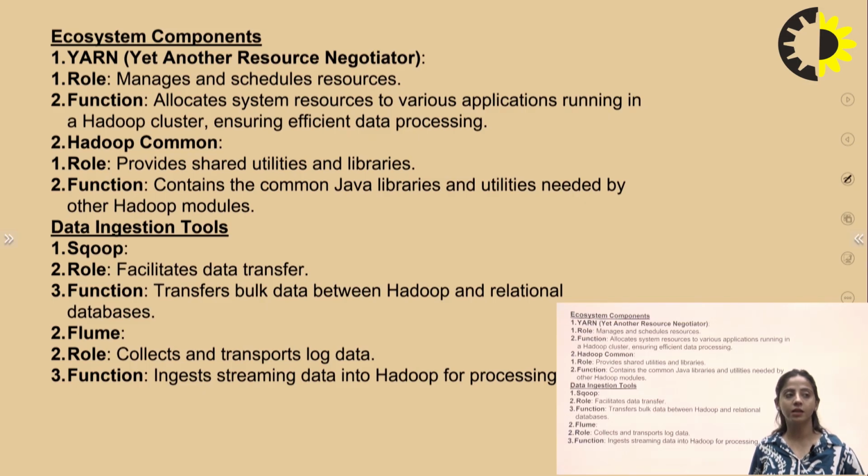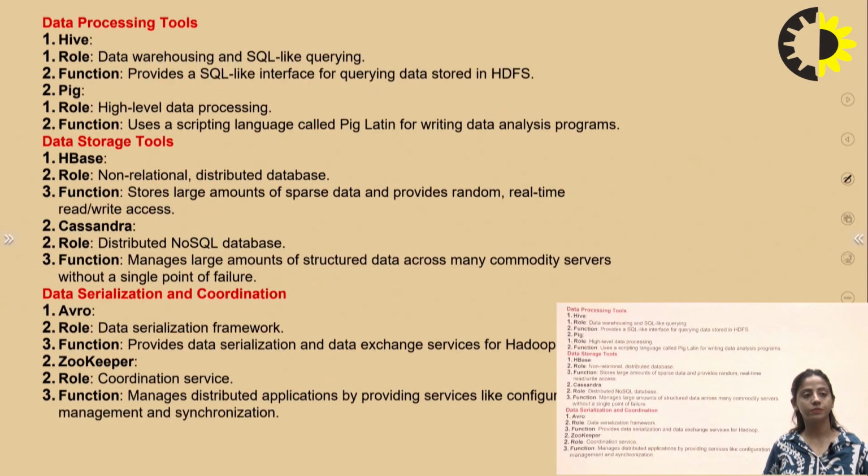Now, what are the data ingestion tools? Sqoop plays the role of facilitating data transfer. The function of Sqoop is to transfer bulk data between Hadoop and relational databases. Flume plays the role of collecting and transporting log data. The function of Flume is to ingest streaming data into Hadoop for processing.